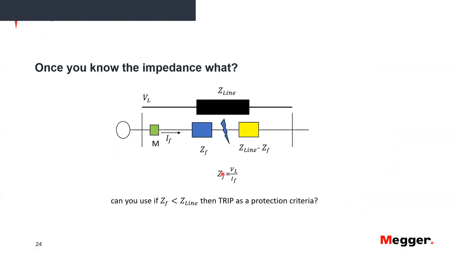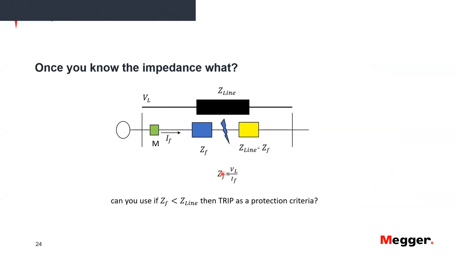You have to use something like a pickup value that you use in an overcurrent, where you say, if my current is higher than this, then pick up. And after a few seconds, if I'm using a time overcurrent, then trip. Or if I'm using an instantaneous, if the current is higher than this, then trip. Can we use this crisp criteria?